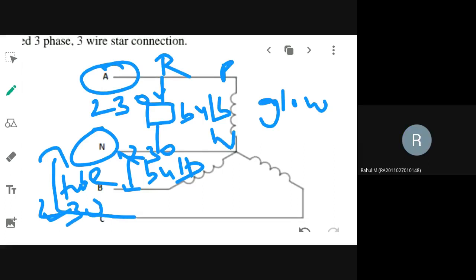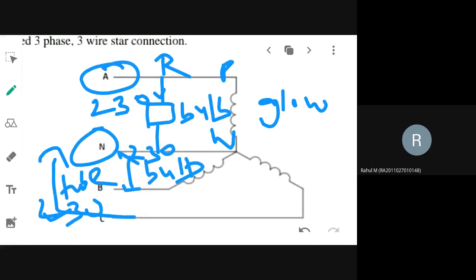Actually speaking, they connect it in star just to take supply from neutral. The star connection is done to take load supply from neutral. It depends upon the application. Suppose if you want to run a tube light, as I have told you here, you want to have a neutral. So you need to connect a neutral point. It's like a return path.